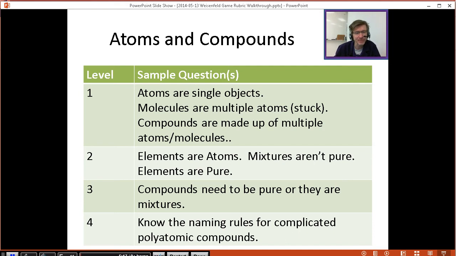Level 2, all the elements are atoms. Mixtures generally aren't pure. In other words, they can be made up of different atoms or different molecules or different compounds. Elements have to be pure. I mean, you have to be talking about carbon, just carbon, etc. Compounds can be pure in the sense that they have only like 2 things that are combined. And then mixtures are a bunch of things that are different atoms.